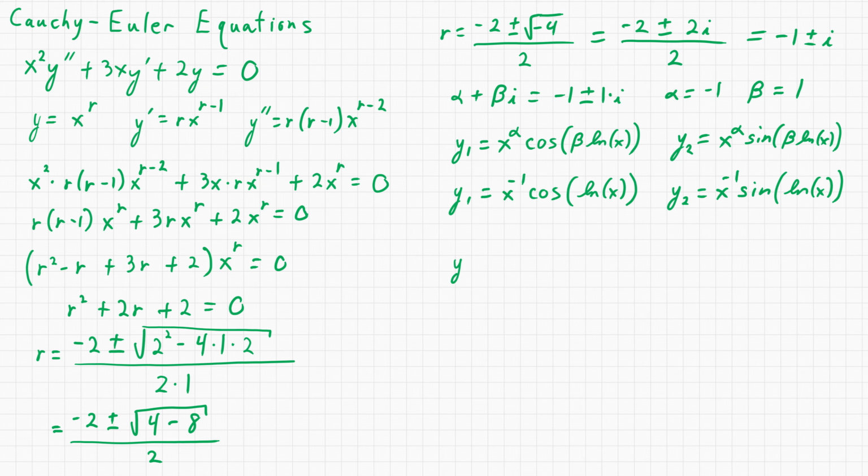You could have also plugged in y1 equal to x to the negative 1 plus i, and y2 equal to x to the negative 1 minus i. Those should also work, it's just that they're imaginary, and it turns out that if you want to convert from these to the real solutions, they end up being equivalent solutions.